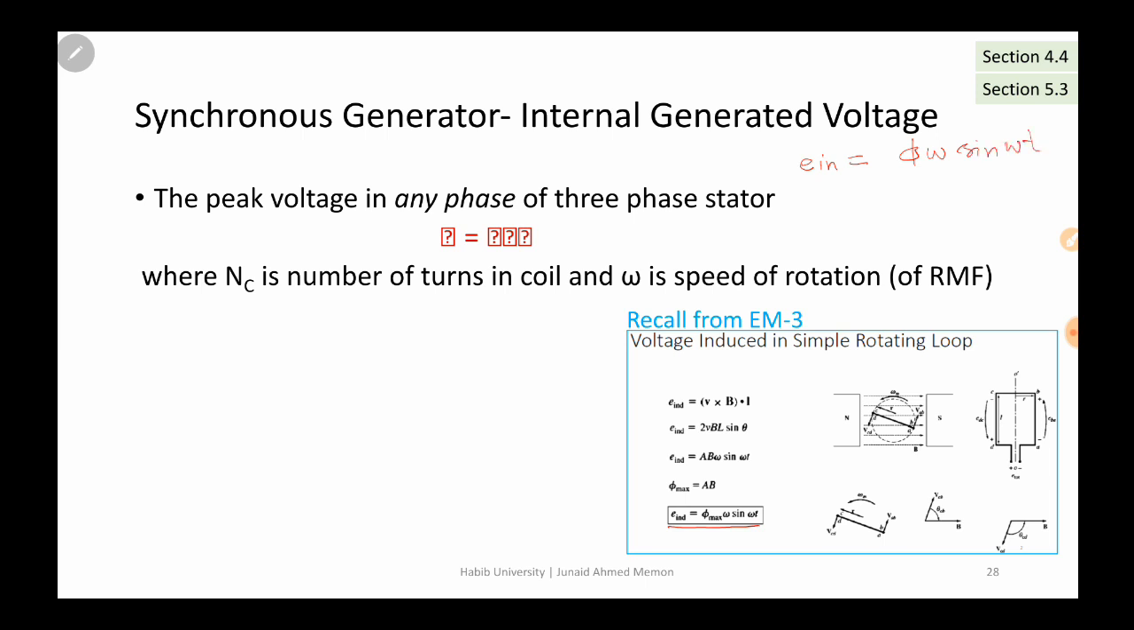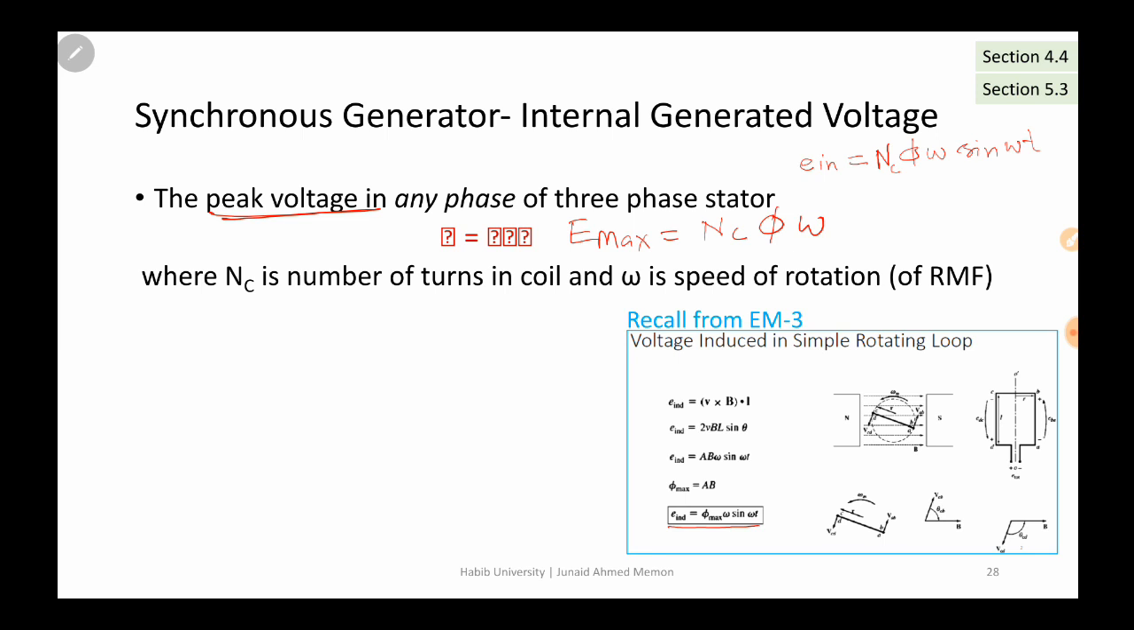and if this is one loop in the winding. So if you have N number of turns in a single phase winding, NC number of turns, just to be consistent with the book, then the voltage induced in a single phase will be NC phi omega sine omega t. If we want to find the peak voltage, which is the Emax, that will be simply NC phi omega. So that's our peak voltage.